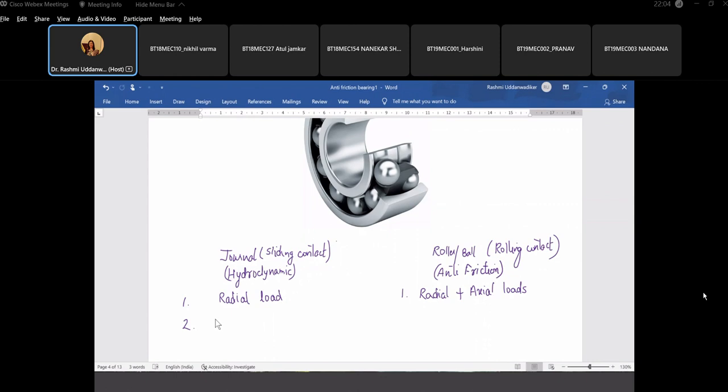In hydrodynamic lubrication, the oil film is formed at a particular speed. So if it is not rotating, there is no hydrodynamic lubrication. So this starts taking the load, and the oil film is formed at a particular speed.